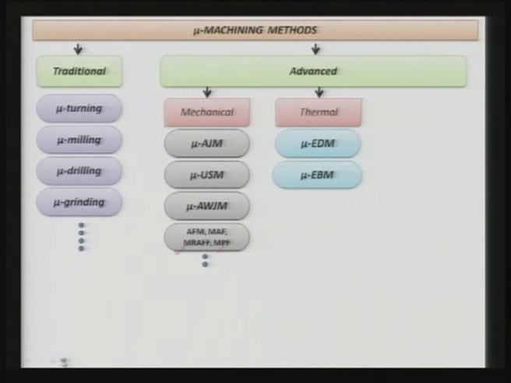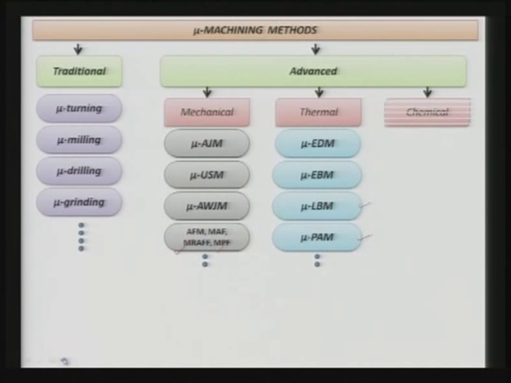Then we have thermal micro machining processes, which includes micro electric discharge machining, micro electron beam machining, micro laser beam machining, micro plasma arc machining, and so on. And then we have chemical micro machining processes, then we have electrochemical micro machining processes, and then also photochemical micro machining processes. So, you have a large number of machining methods which can be used for micro machining purposes.